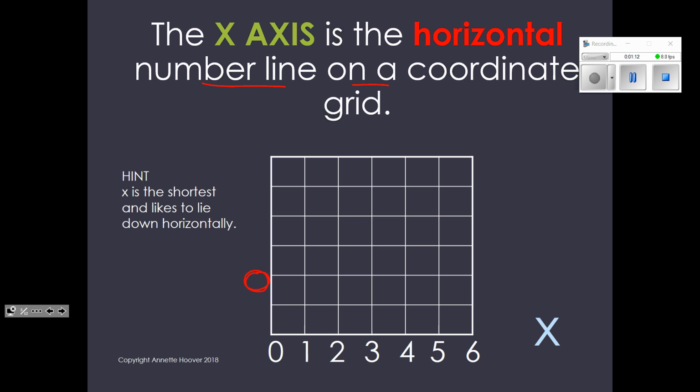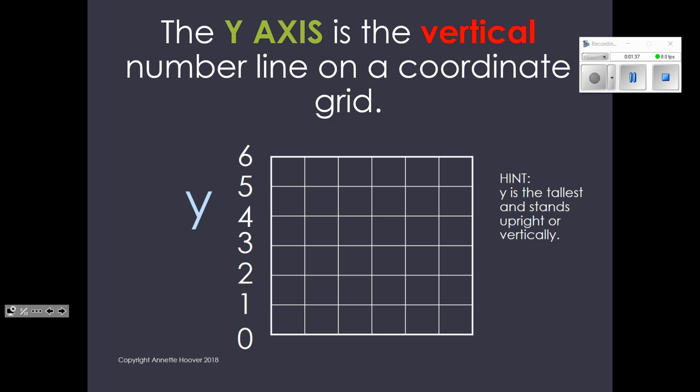So the x-axis is the horizontal number line on the coordinate grid, and it is found at the very bottom of it. This is horizontal, like the horizon, and the axis is where we're going to start counting from, going up this way. So here's the x-axis, and the y-axis is the vertical number line on the coordinate grid. So it's going to go up this way, and it's a number line. We start at 0 and we start counting up 1, 2, 3, 4, 5, 6, and so on.